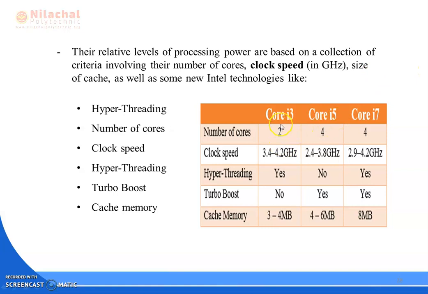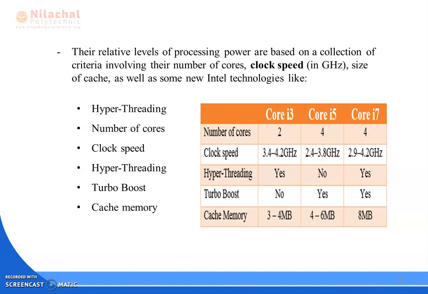In the i3 processor, we basically have dual cores, that is the number of cores is 2. Whereas in core i5 and i7 processors, we use quad-core processors, that is 4 cores. For the clock speed, we can see that with respect to i3 and i7, the clock speed of i5 generation processors is a bit lesser. In i3 the maximum clock speed is 4.2 GHz, as in core i7, but in i5 it is a maximum of about 3.8 GHz.